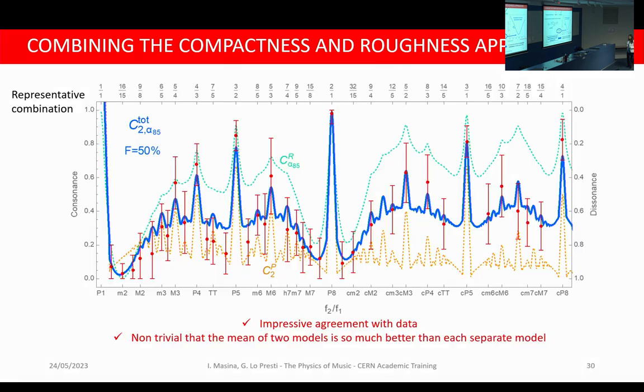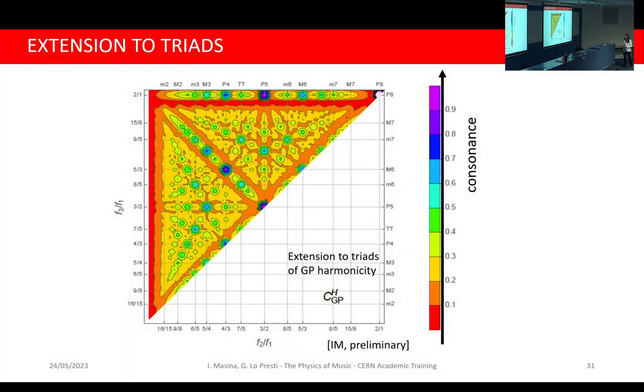And that's it. Here is the representative example in blue. It is the 50% combination of the Galileo-inspired periodicity indicator and the improved roughness indicator. And you see that it is not obvious that, point by point, where one is low, the other precisely compensates. It is not so trivial that a combination of this kind really agrees with the data with a really nice reduced chi-square. And I emphasize again, it is non-trivial that the mean of two models is so much better than each separate model. This, in general, does not happen. Okay, so this is for the dyads.